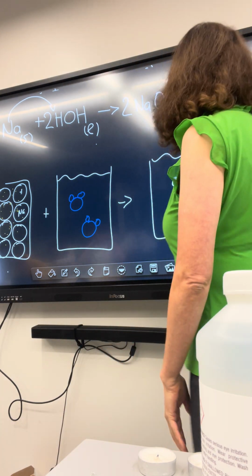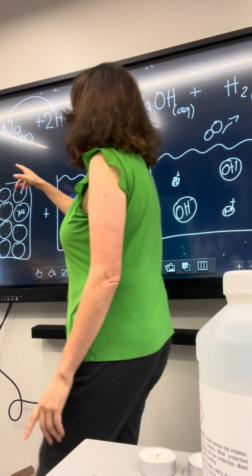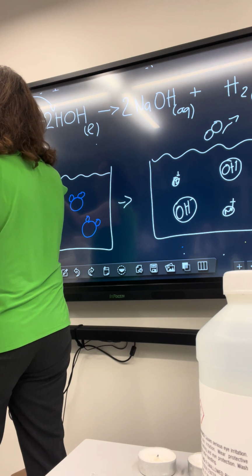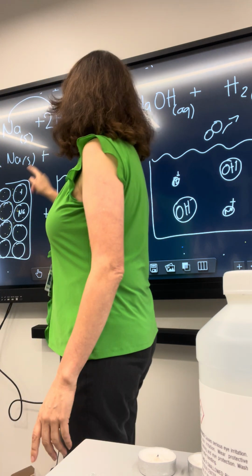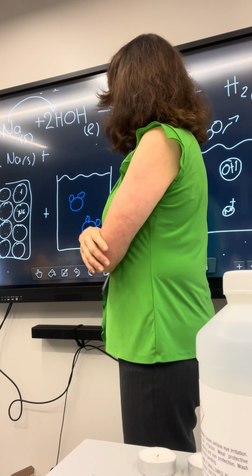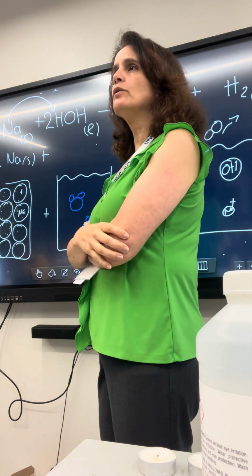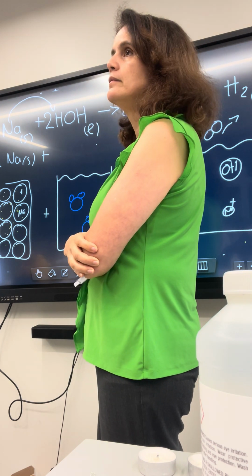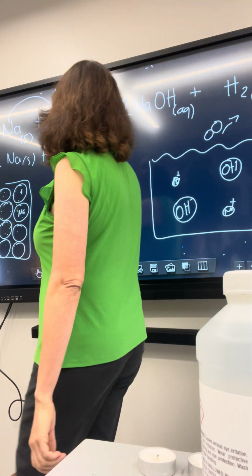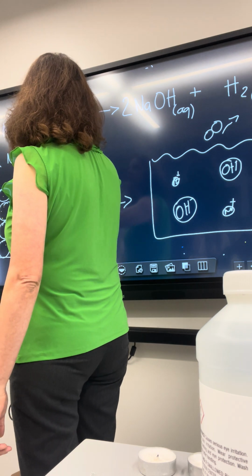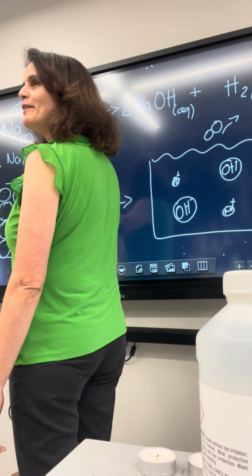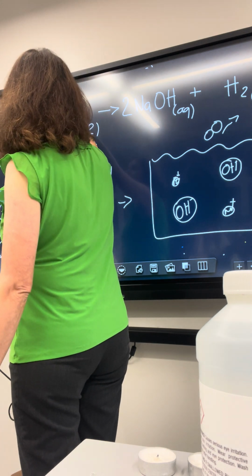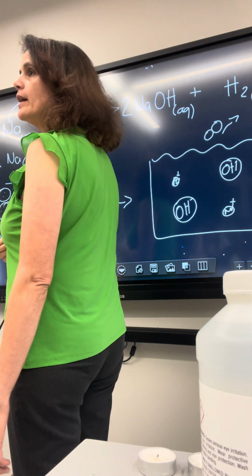So let's talk about the complete ionic equation. It'll be 2 sodiums. How many hydrogen ions, Ari? 4? Say 4 and I write 2. 4 H pluses. You could have written this as 2H2O, right?